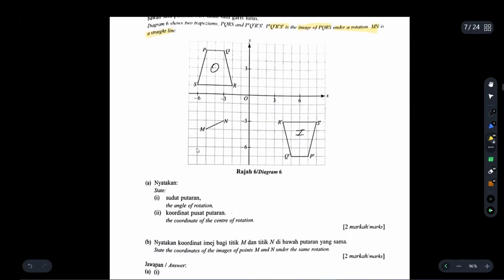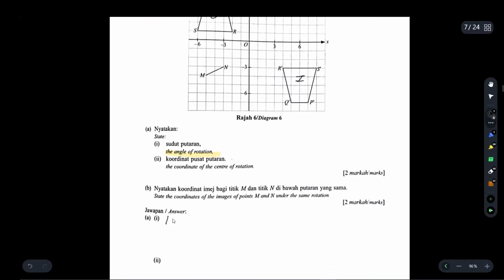So right now we're going to state the angle of rotation. It basically flips it upside down, right? So that's 180. Yep, that's basically the answer. 180. That's all. Pretty simple.